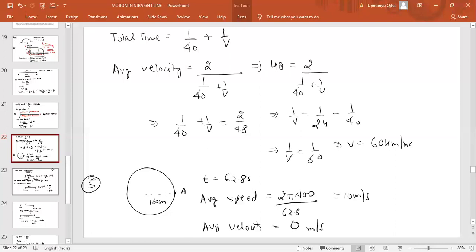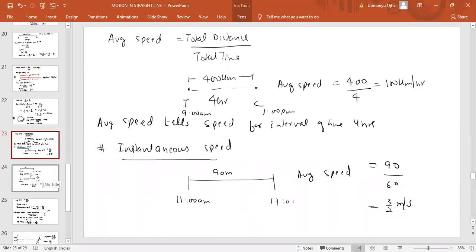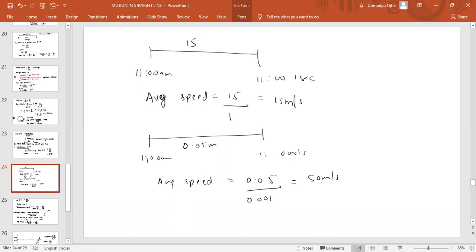How can velocity be zero if displacement is zero? Like average velocity: when you move in a circular path and again come to the same position, the average velocity would be zero because displacement is zero in that case.